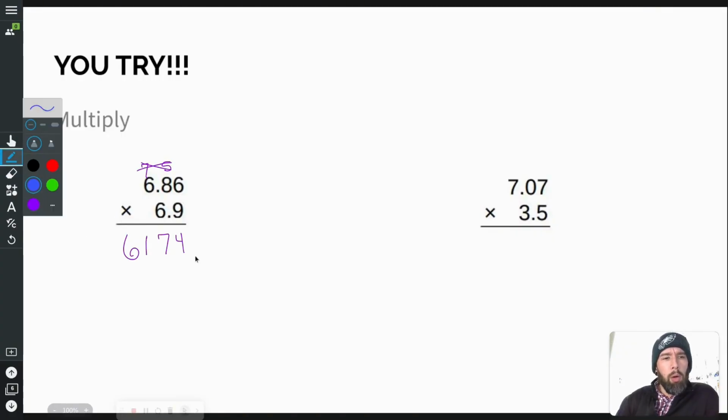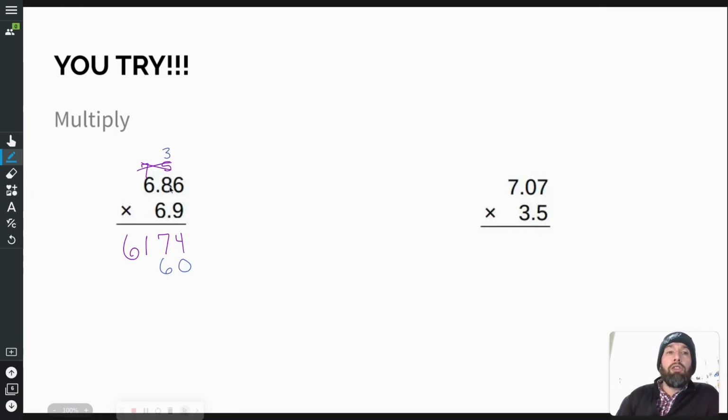Start a new row. Plop a 0 there. 6 times 6 is 36. So write out the 6 and write out that 3. 6 times 8 is 48. 48 plus 3 is 51. So put a 1 there. Carry that 5. 6 times 6 is 36. 36 plus 5 is 41.